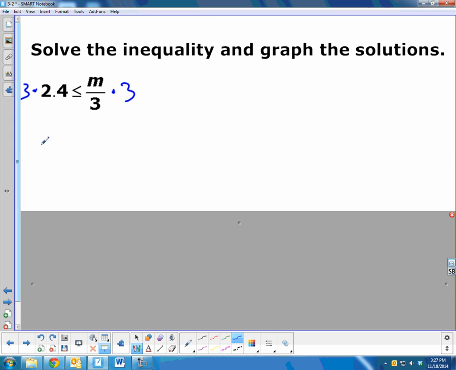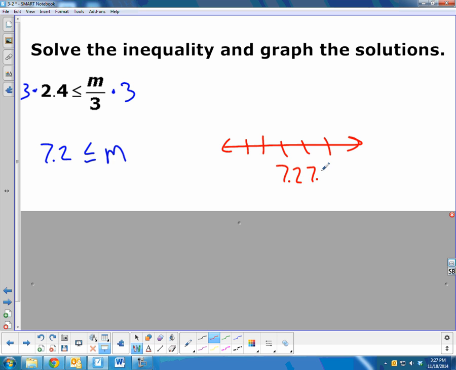7.2. Come in tomorrow ready to either tell me I did it wrong or accept what I have there, but I'm pretty sure 2.4 times 3 is 7.2. And then I'm going to graph it. 1, 2, 3, 4, 5. 7.2 is my solution, so it goes in the middle.